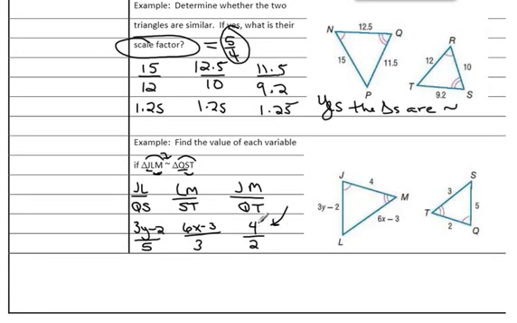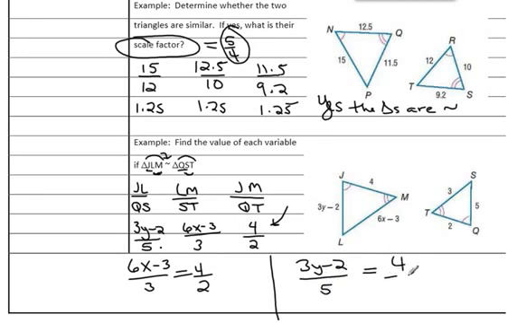We use that scale factor to find the missing variables. So what we do is we set up a proportion using 6x minus 3 over 3 set equal to that 4 over 2. And then separately, as a separate problem, we're going to use 3y minus 2 over 5. We're going to set that equal to 4 over 2, our scale factor. And that's going to help us solve for x and y.